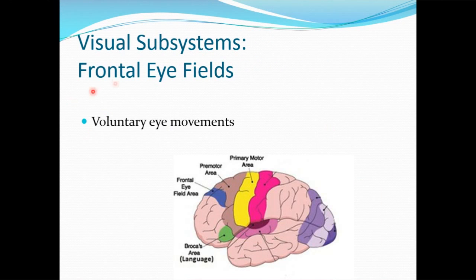The frontal eye fields, if you look at the brain, you know this is the frontal lobe over here. The frontal eye fields are located over there, and they have to do with voluntary eye movements. So, for example, if you're busy reading, you control where your eyes are going.